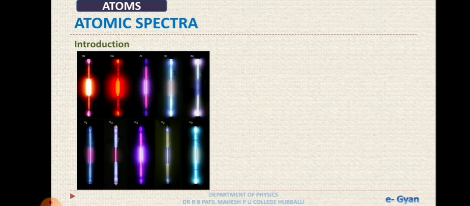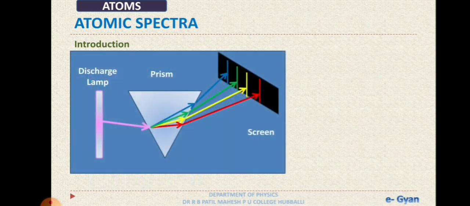Now here we have the discharge lamps of various gases. So we have a helium discharge lamp, neon, argon, krypton, xenon, hydrogen, deuterium, nitrogen, oxygen and mercury. When the light from a discharge lamp is made to pass through a prism, the light gets dispersed and we get colored lines on the dark background screen. This pattern of colors that we get on the screen is called spectrum.